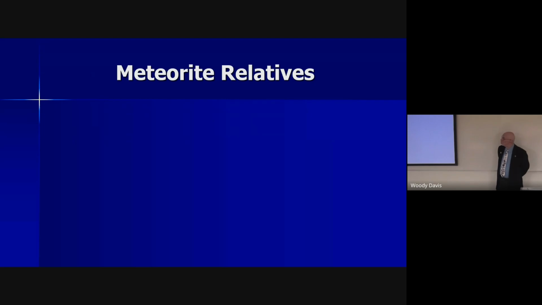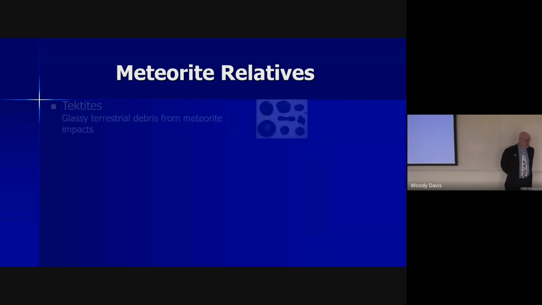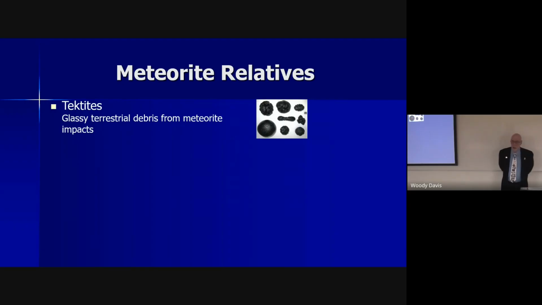Then we have these things which I call meteorite relatives. The most common and perhaps best known of these are tektites. Tektites are actually splash material from meteorite impact. Again, the impact comes at such high speeds typically that the kinetic energy is turned into heat energy and actually melts the ground, the Earth's regolith, and throws it up in the atmosphere where it cools rapidly, forming glassy material.